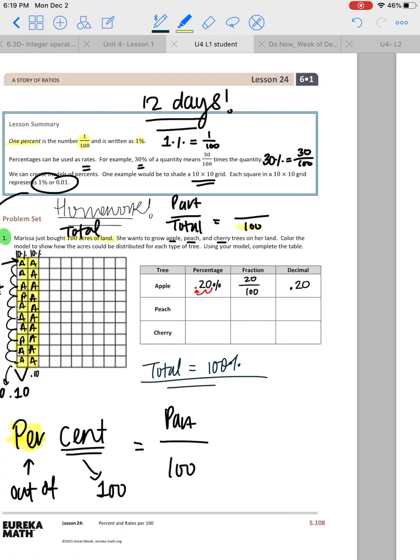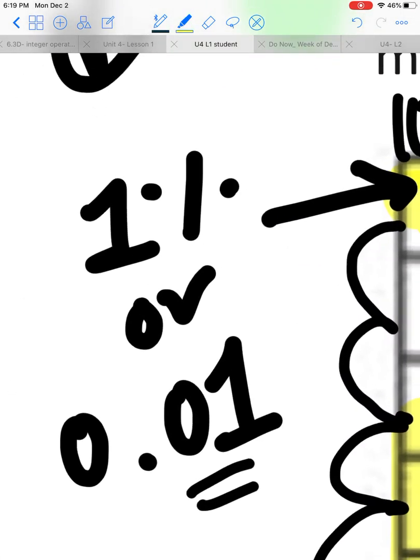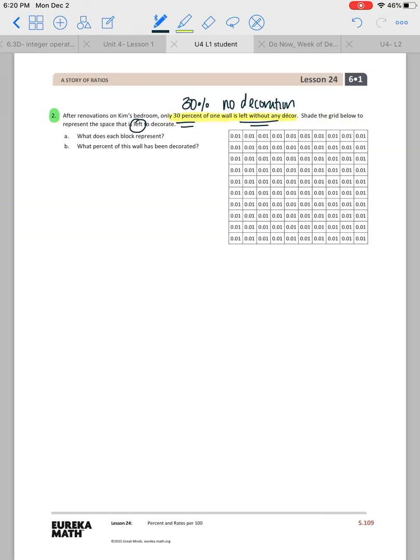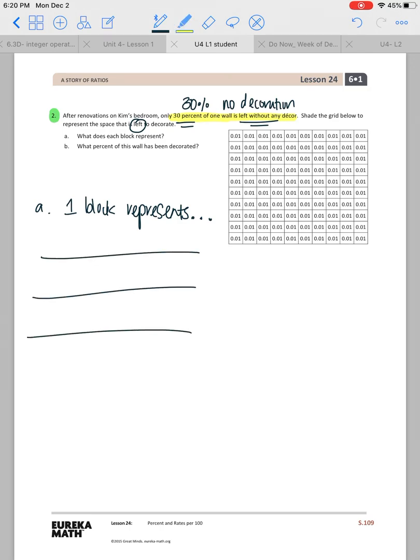So what I want you to tell me again, and we just talked about it over here, hint, hint. For A, tell me what one block represents, and go ahead and give me your nice statement here. So one block represents maybe the decimal and the percent and so forth. And what percent of the wall has already been decorated? If you take a look, 30% has no decoration. So I want you to go in there and tell me, this part of the wall has been decorated and this part of the wall still needs to be decorated.